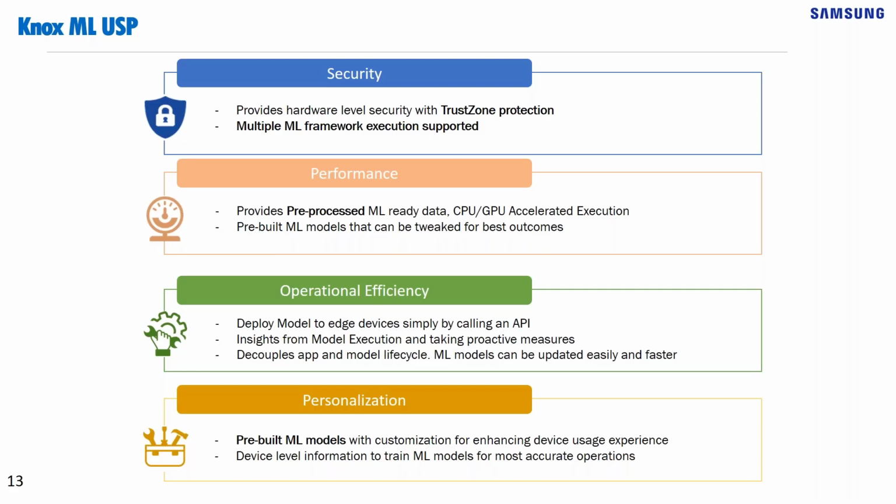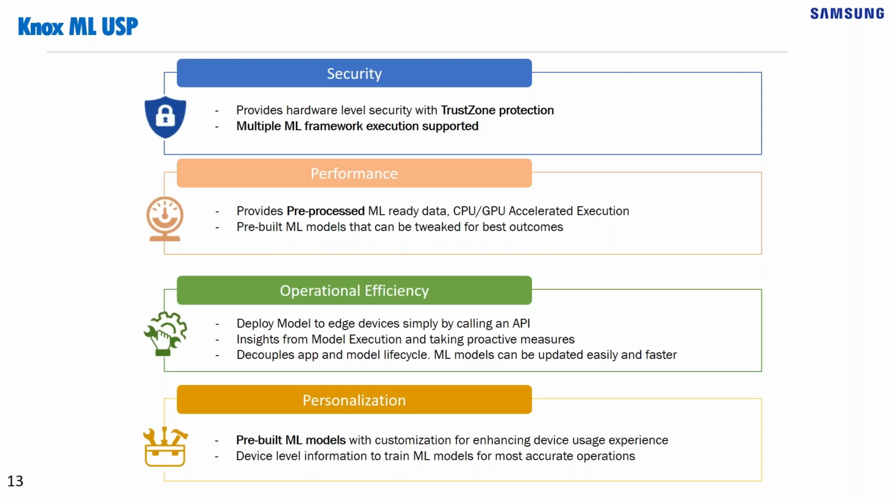The final USP is basically personalization, which I told, on-device training, which also has pre-built ML that can be customized by the different customers. They can use their own way of customizing it, or they can retrain and then redeploy. All these features are also available. By this slide, I just concluded what all features are supported and how an end-to-end ecosystem is established as part of this.